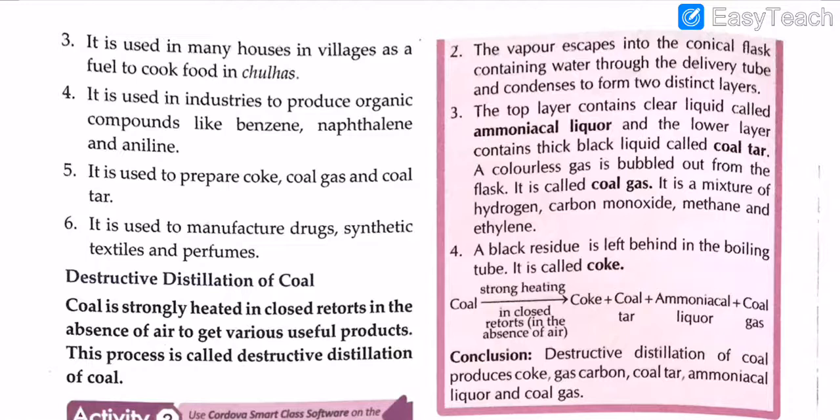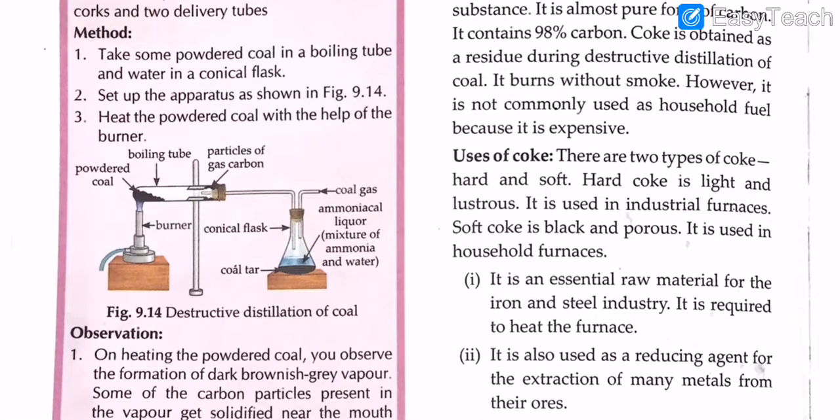Okay, let me tell you how this process is done with the diagram given over here. Powdered coal is set inside a tube on top of a burner. The burner is lit. Once it's done, in the boiling tube, the coal boils up and goes through this connected tube right here. It makes a viscous layer which condenses and descends down to form something called coal tar. The mixture above is a mixture of ammonia and water, known as ammonium liquor. And the excess gas that goes out is known as coal gas.